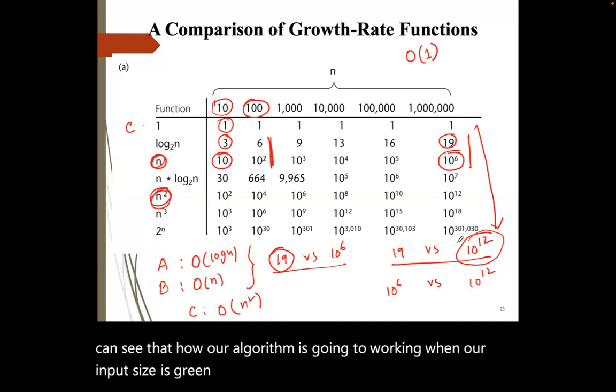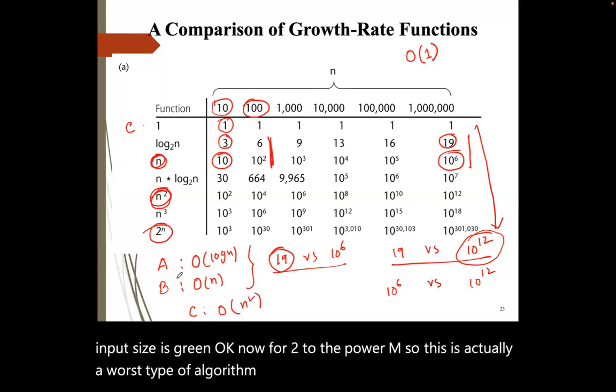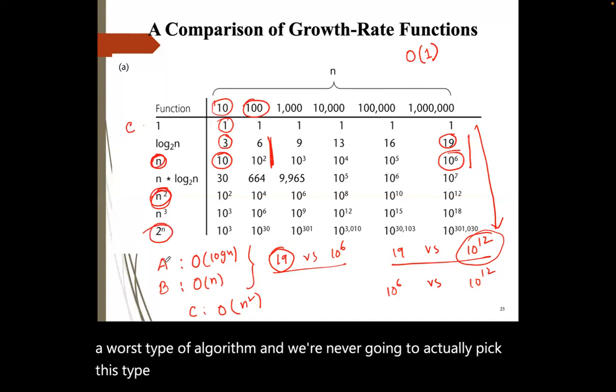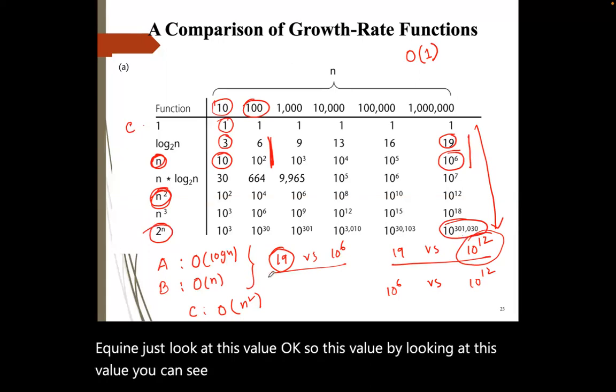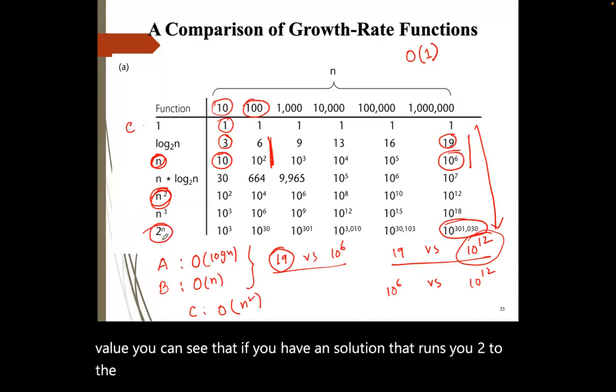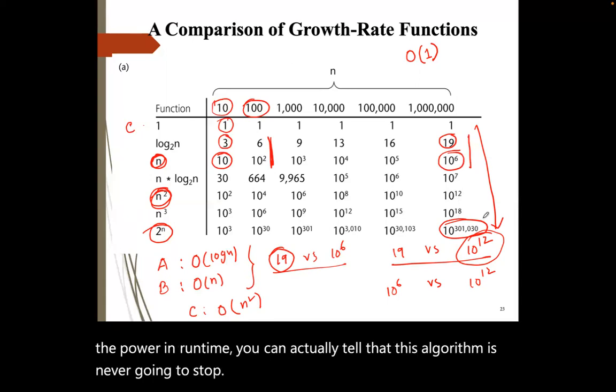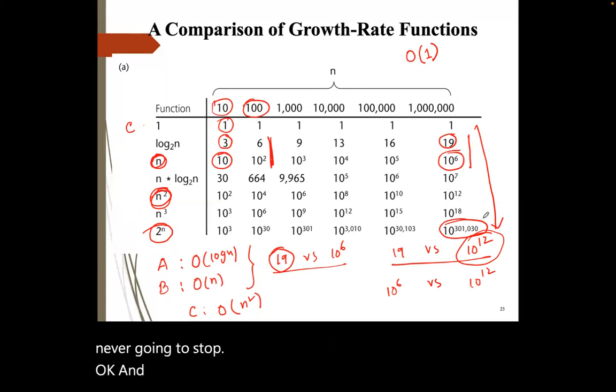Now for 2 to the power n, this is actually the worst type of algorithm, and we're never going to pick this type of algorithm. You can just look at this value. If you have a solution that runs with 2 to the power n runtime, you can tell that this algorithm is never going to stop, and you are never going to find a result if you run a problem with this algorithm.